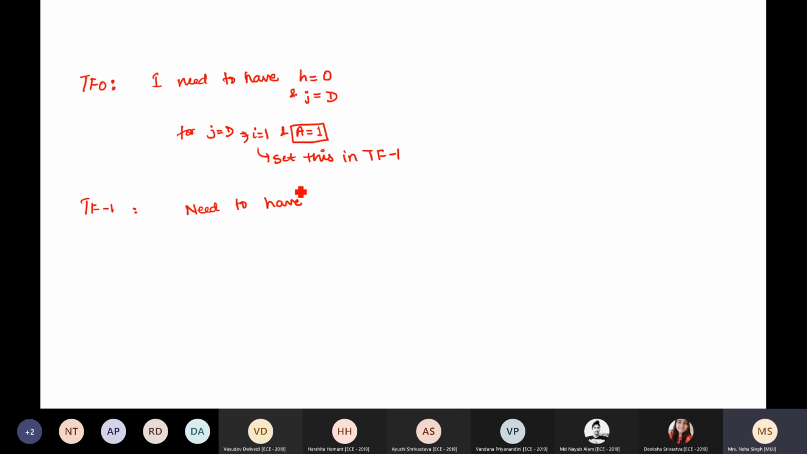So in this cycle, set this in TF minus 1 by putting F equal to 1. Then it will propagate I equal to 1 in TF0. Right? So I need to have F equal to 1. When will F equal to 1 happen? E equal to 1 should be there, which implies B should be equal to 1 and D should be equal to 1. B is my primary input, right? D equal to 1 is the output of a flip flop. This I need from the last time frame.